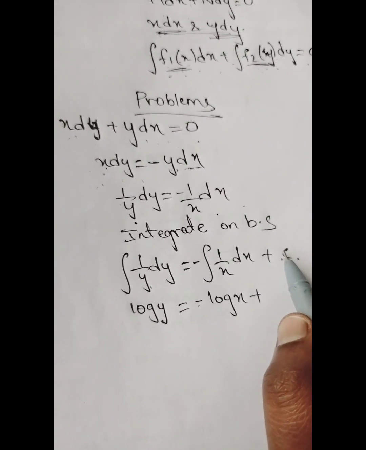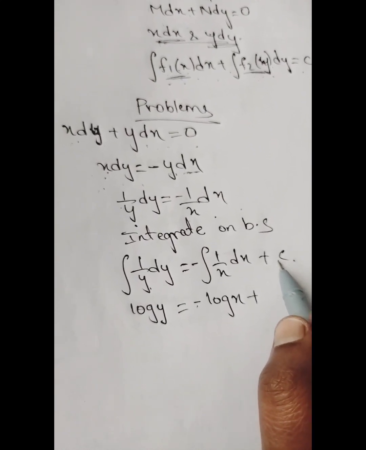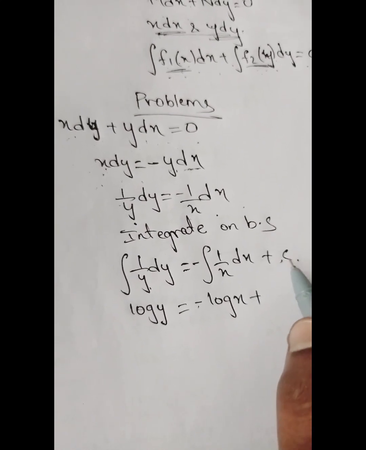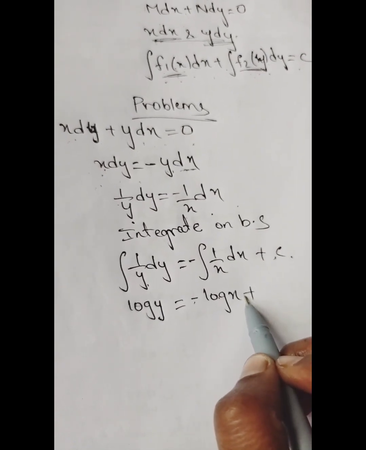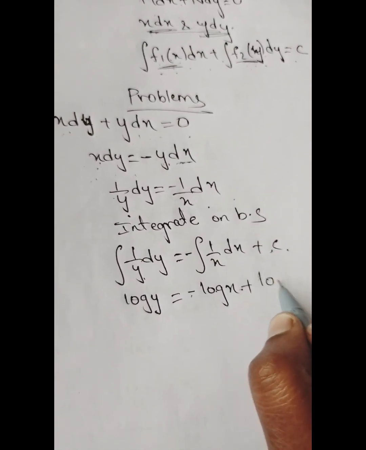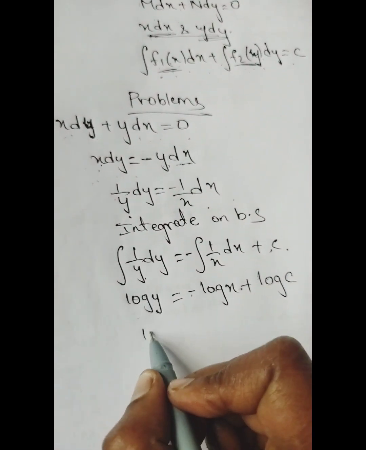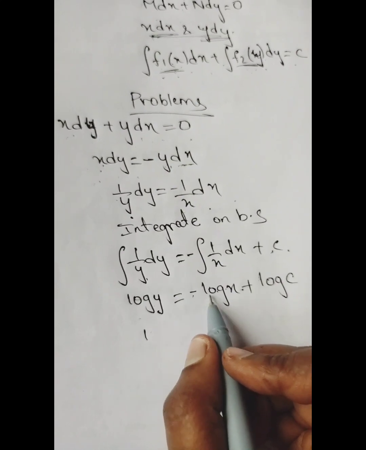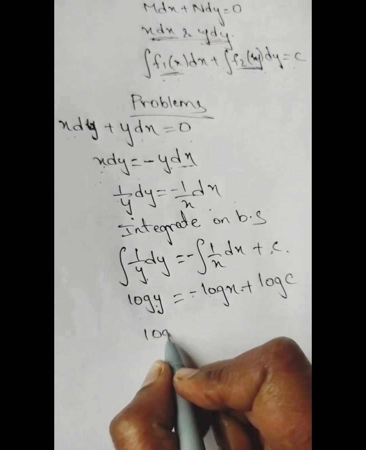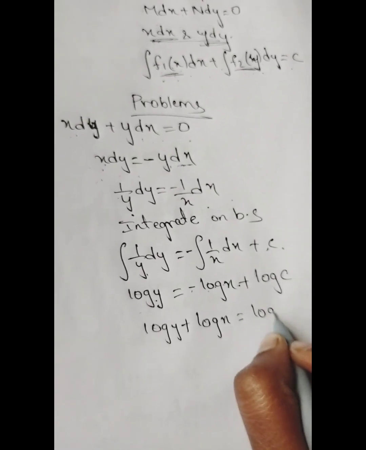So this is a constant. You can write this constant in the form of log, or else you can leave it directly as c. As each and every term is in the form of log here in the solution, I am also going to do the same thing: log c. I will replace this c with log c, so what will we get? I am taking this minus log x to the left hand side, so we will get log y plus log x equal to log c.